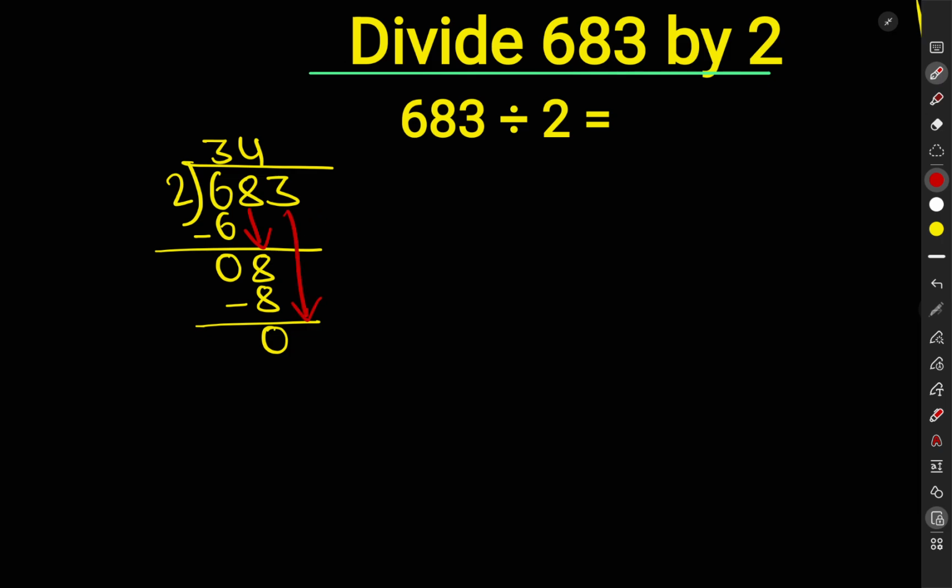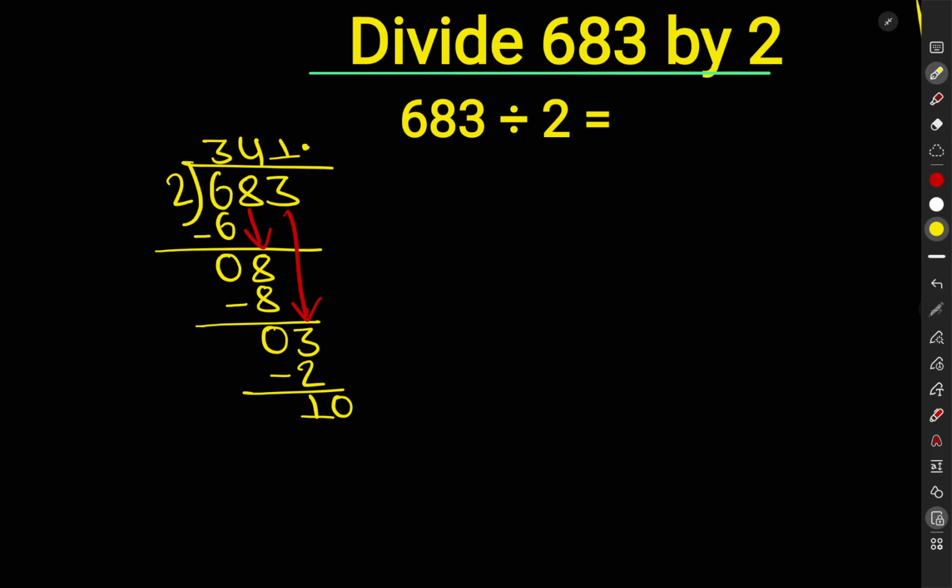So again we put down this 3, and 2 times 1 is 2. On subtracting it is 1. So now this 1 is less than 2 and there is no other number to put it down. So we take here a decimal so that we put 0.